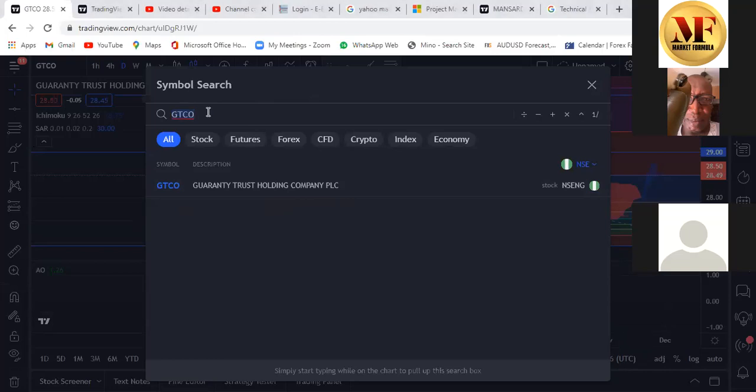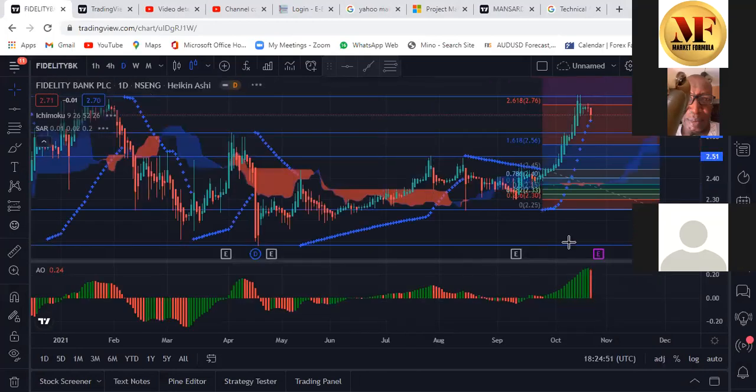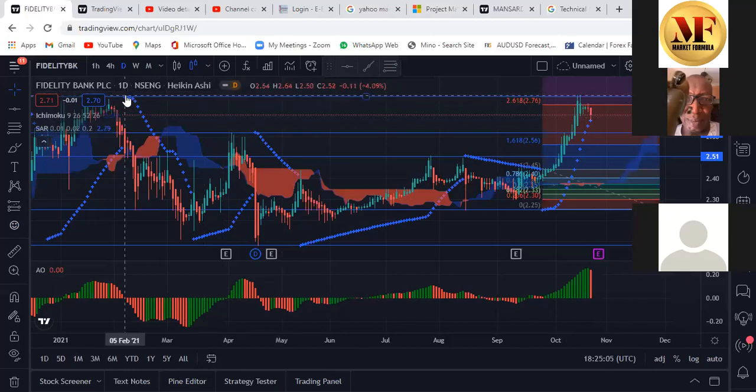Another bank. Let's look at Fidelity. Wow. See the resistance that is holding it currently. On Friday, we had a red on the momentum. 2.79 naira. See, previous resistance. Price is trying to respect previous resistance. Let's see what will happen around 2.63 naira. If price will find support and break higher, if it finds support and is able to break higher, that means it's a fail breakout. So price can still retrace.